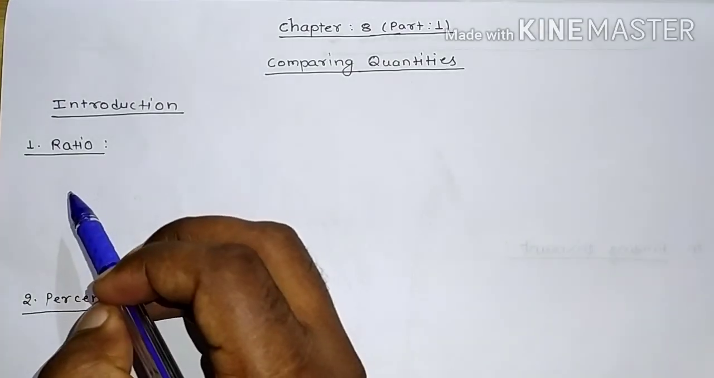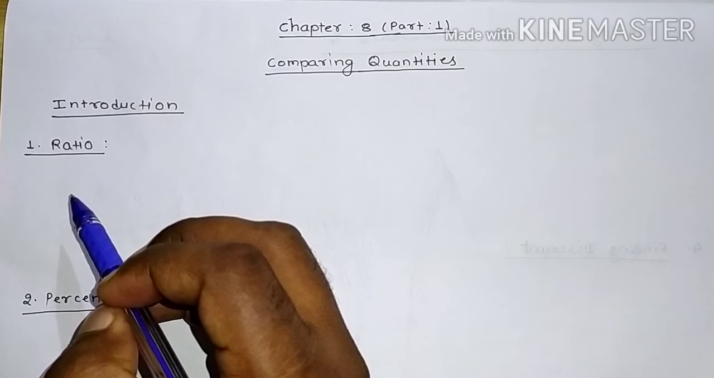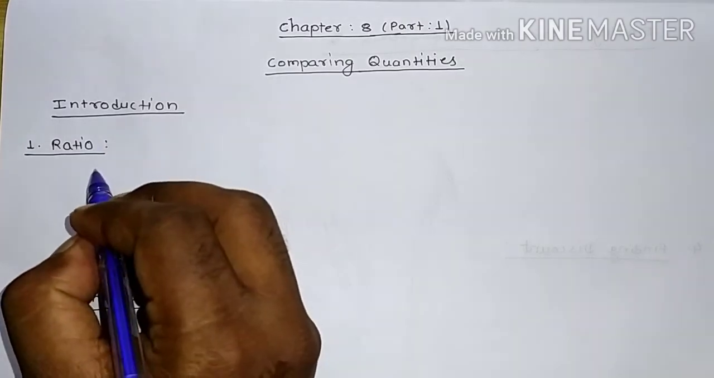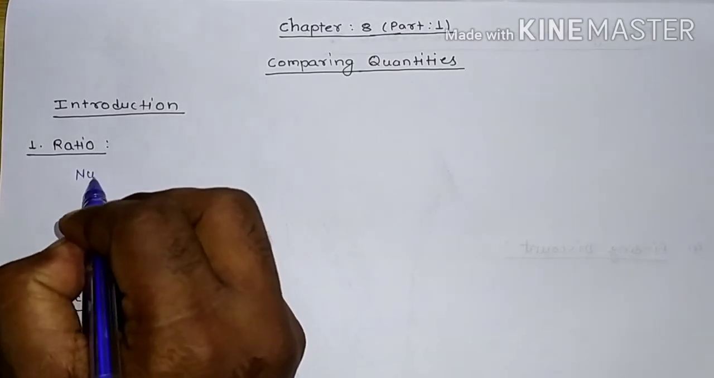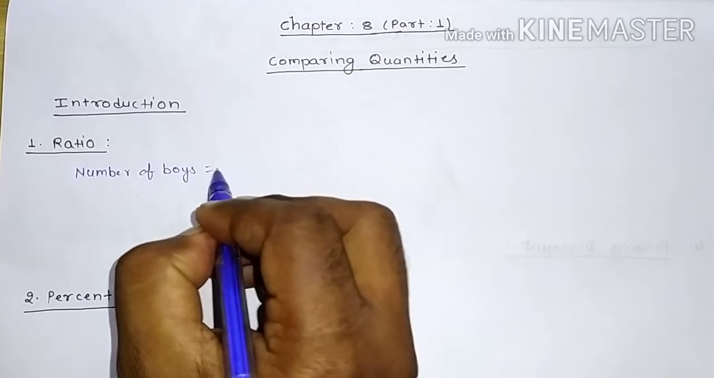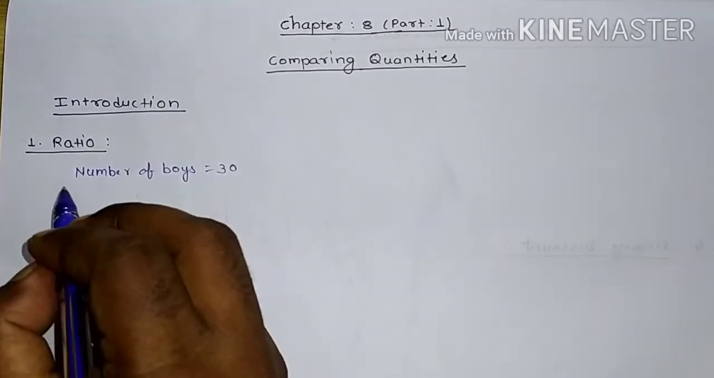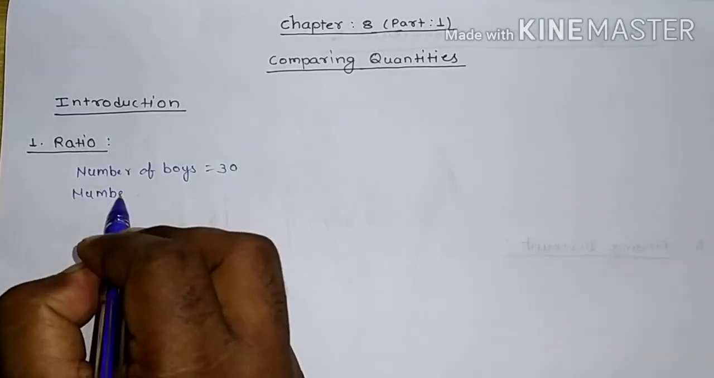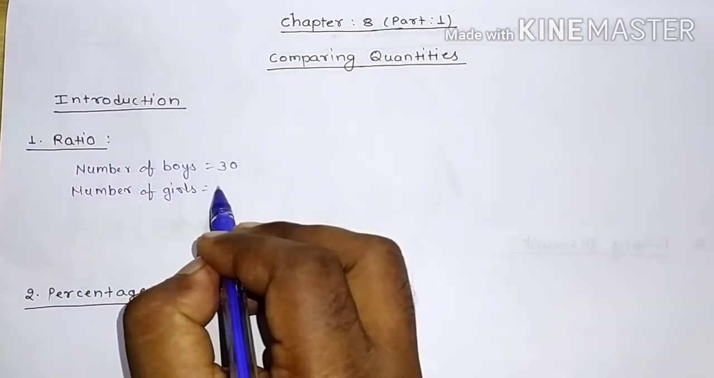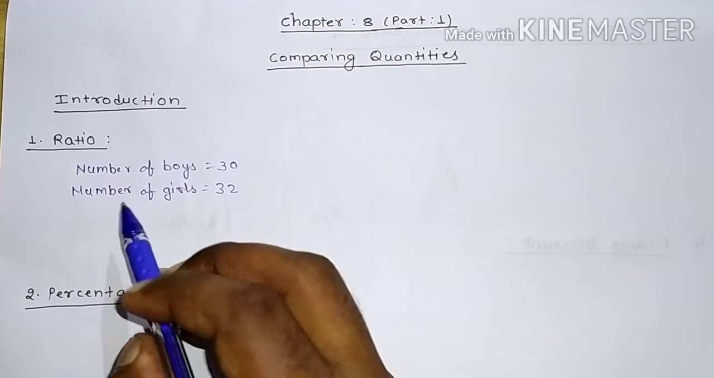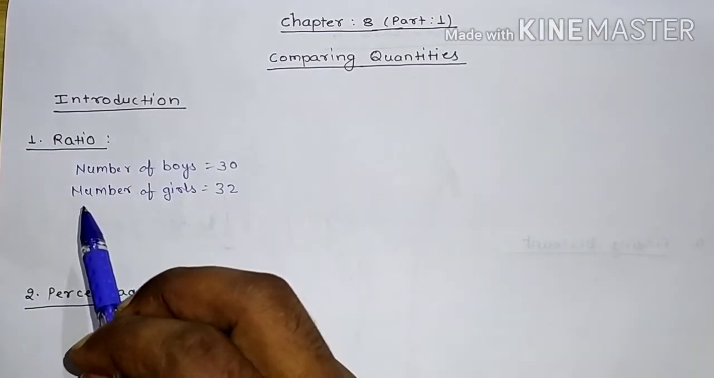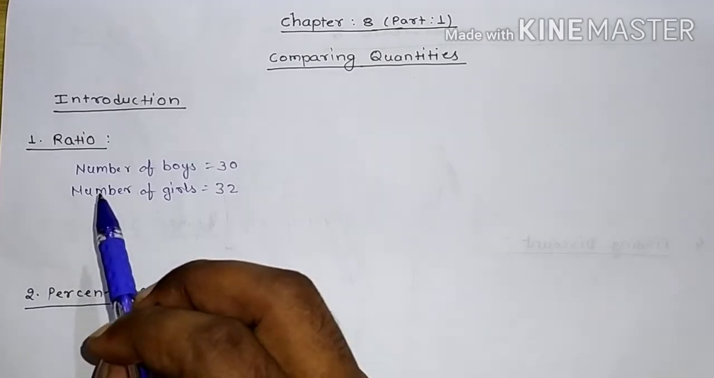So let's suppose some data is given. In a class, number of boys is 30. Let's suppose number of boys equals 30, it is given, and number of girls is equal to 32. This data is given, and here we have to find the ratio of number of girls to the number of boys.